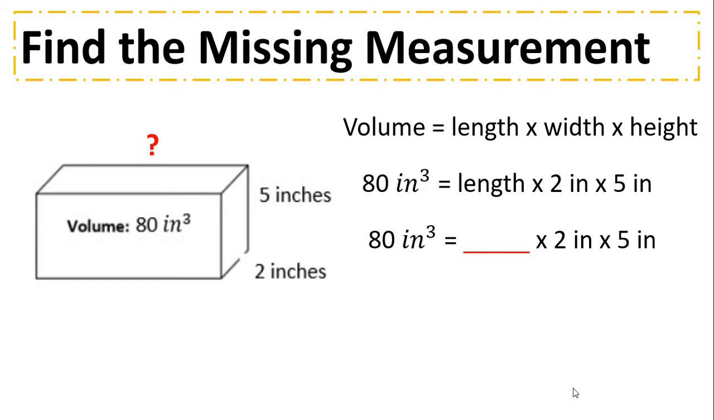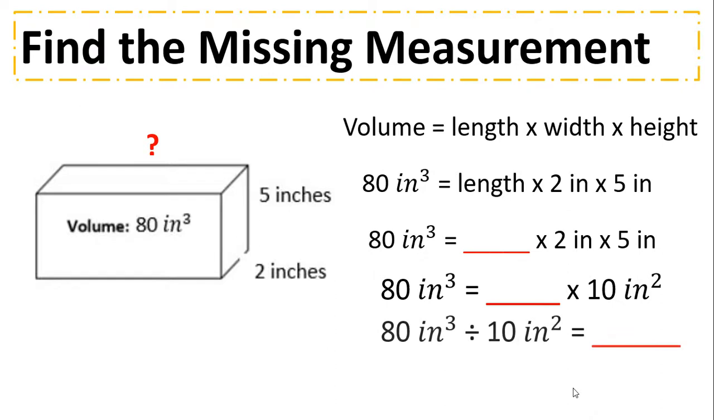Now multiply what you know. 2 inches times 5 inches is 10 inches squared. So you can ask yourselves, what do I multiply by 10 inches squared to get to 80 cubic inches? Or we can divide. 80 cubic inches divided by 10 inches squared equals what? Well, 80 divided by 10 is 8. So the length is 8 inches.